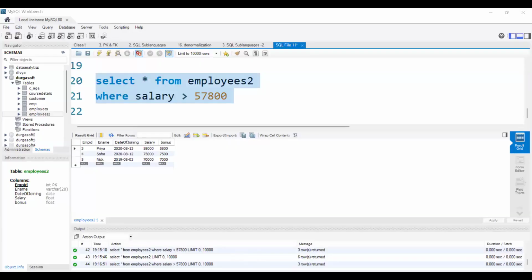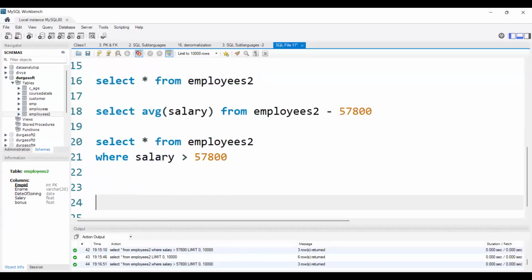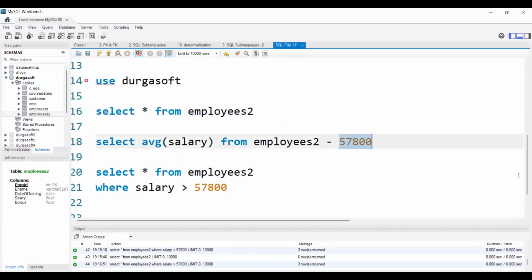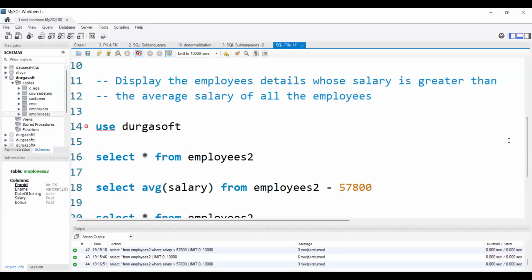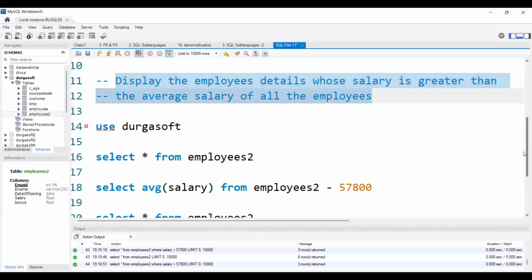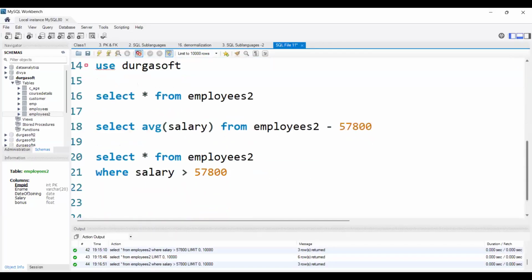So now we need to write the query in a dynamic way. Let's try to write some dynamic query here. Instead of using the values like this, directly, ma'am, we can write select average salary from employees. Correct, that is what I will do. Display the employee details whose salary is greater than the average salary of all the employees.